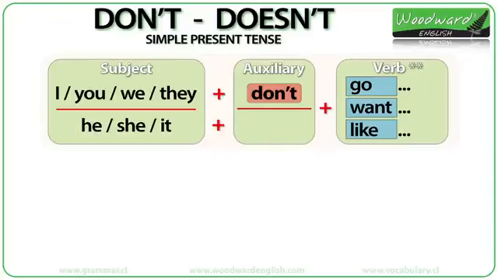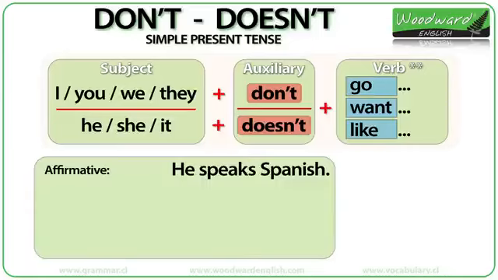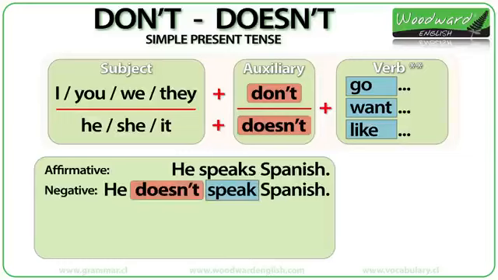But with third-person sentences using he, she, or it, we add doesn't between the subject and the verb to make it a negative sentence. He speaks Spanish. This becomes he doesn't speak Spanish. Notice how the letter S at the end of the verb in the affirmative sentence, because it is third person, disappears in the negative sentence. He doesn't speak. No S.